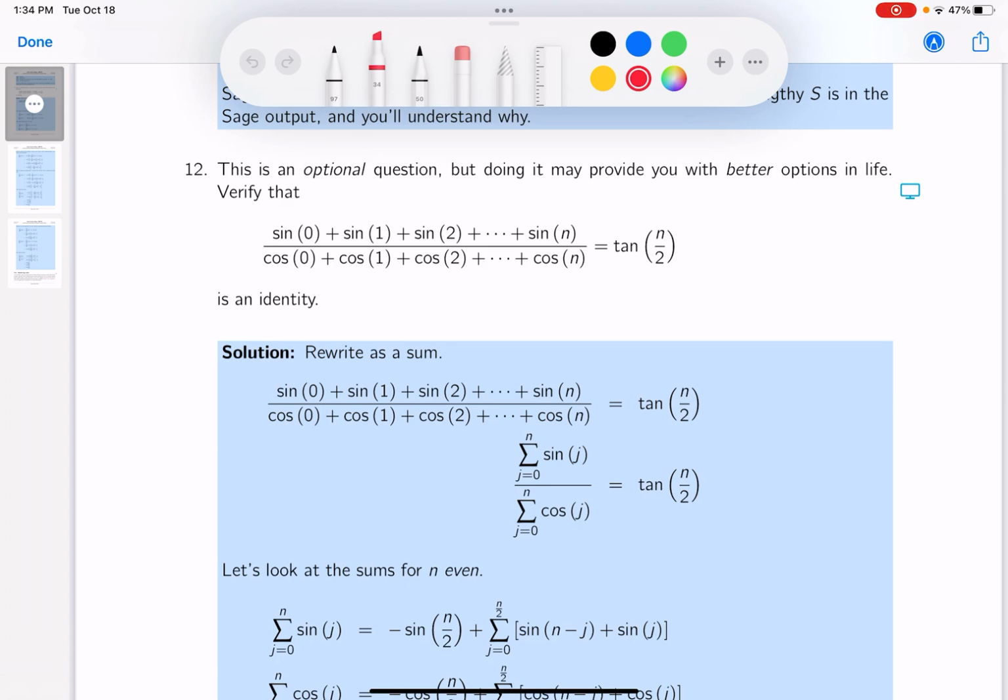Okay, an optional question. Again, the point of it is taking options, you get better options in life. And they want me to verify this identity over here. It looks kind of difficult. What I'd recommend you do initially is just simply rewrite it. So rewrite it using summation notation.